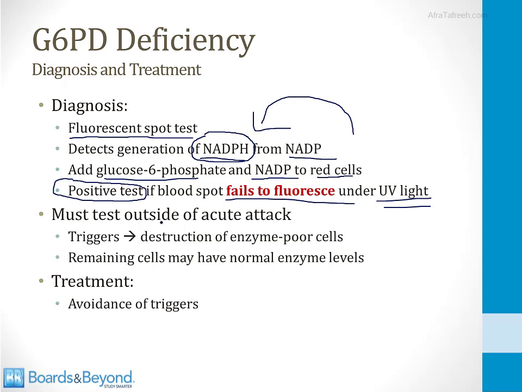Importantly, you need to test outside of an acute attack. Right after a patient's been exposed to a trigger, they have destruction of the cells that have the lowest enzyme levels. The ones that are left behind may be the cells that have higher than normal enzyme levels, so they may test normal. You've got to wait until the patient reaches a steady state, and then you can perform the test. And the treatment is mostly to avoid the triggers.